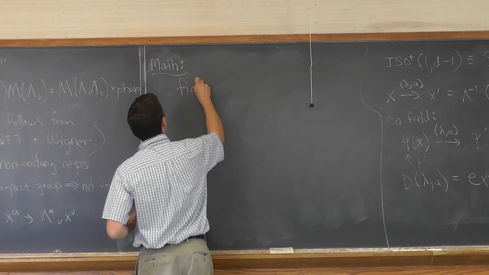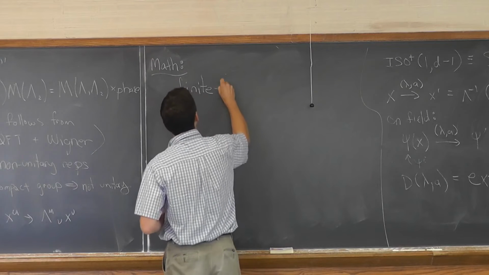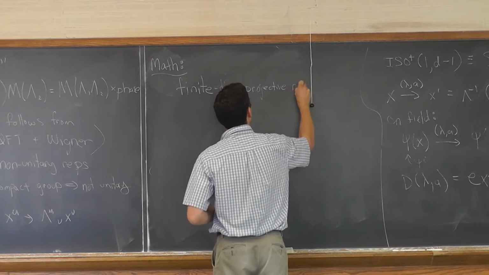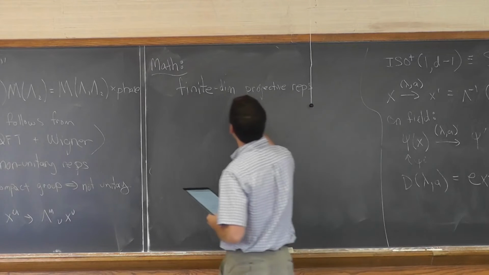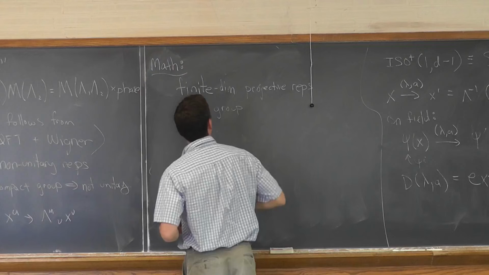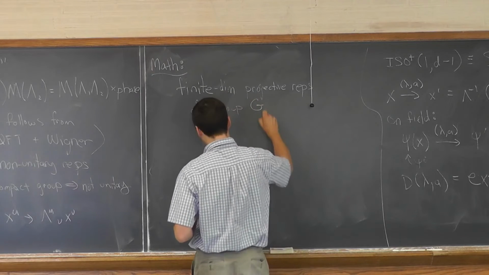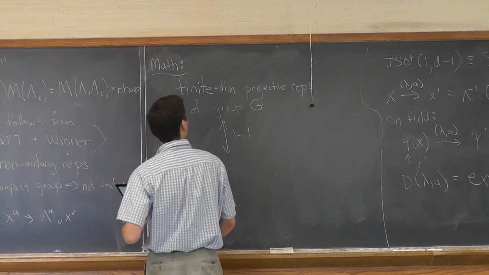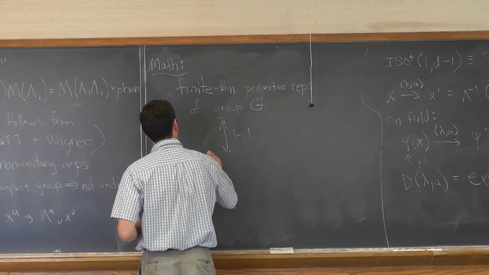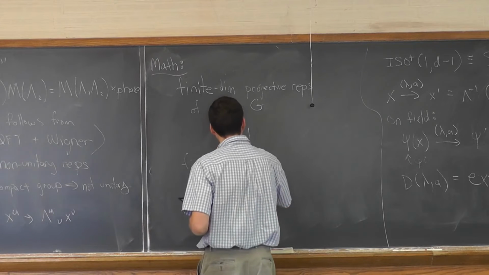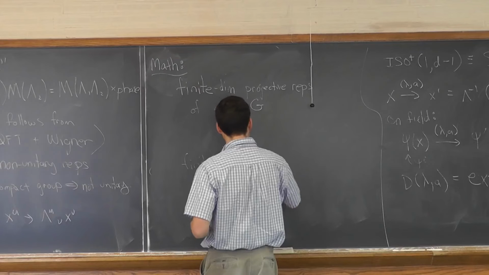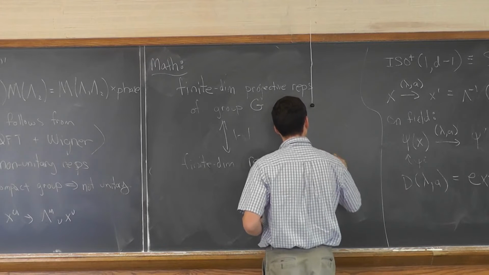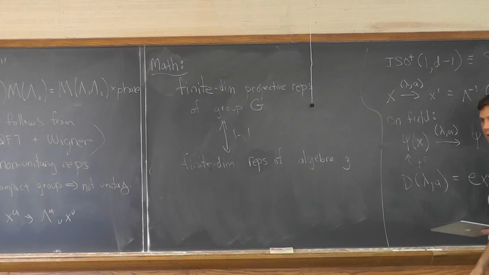And there's a fact you can look up in a math book, and I'll sort of explain, which is that finite dimensional projective reps of a Lie group G are in one-to-one correspondence with finite dimensional reps of the Lie algebra little g corresponding to that group.